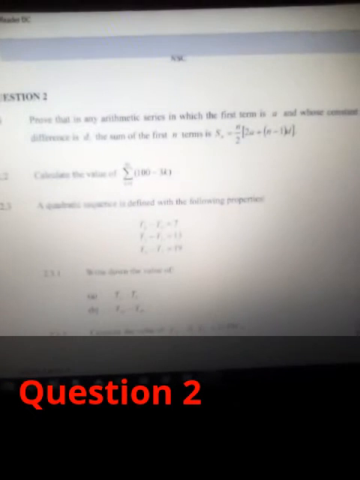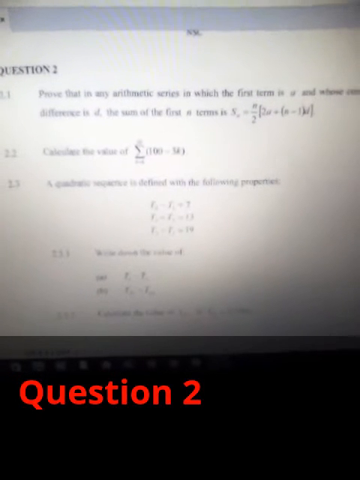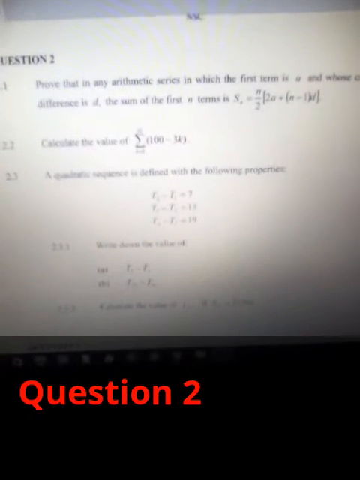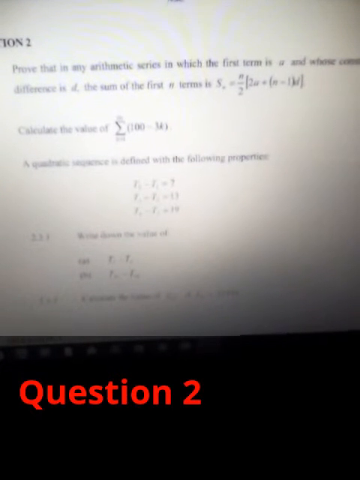Question 2. I'm going to start with question 2 because we have already done question 1. So let's go straight to question 2. This is question 2, 2.1. Prove that in any arithmetic series in which the first term is a and the constant difference is d, the sum of the first n terms, Sn, is equal to n divided by 2, all into 2a plus (n minus 1), all into d.